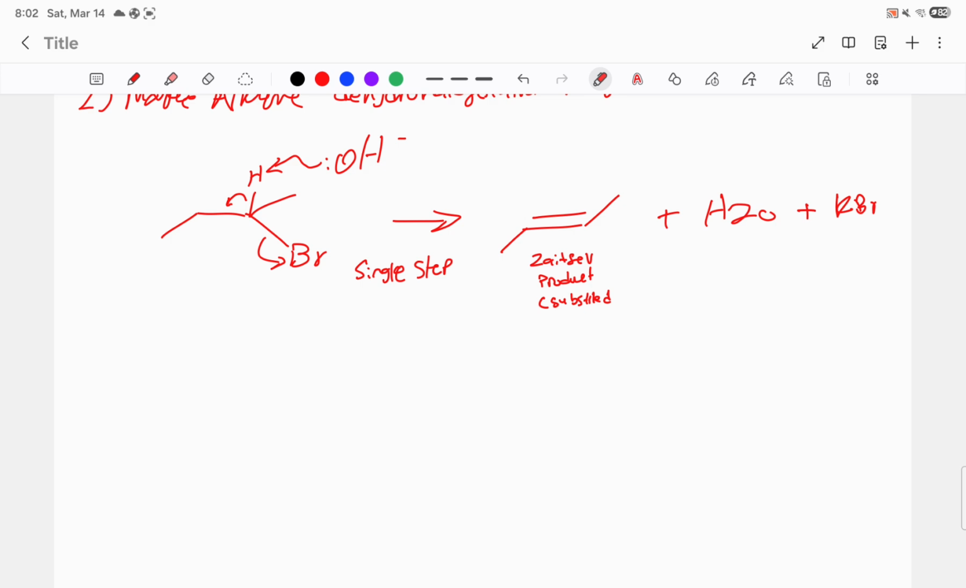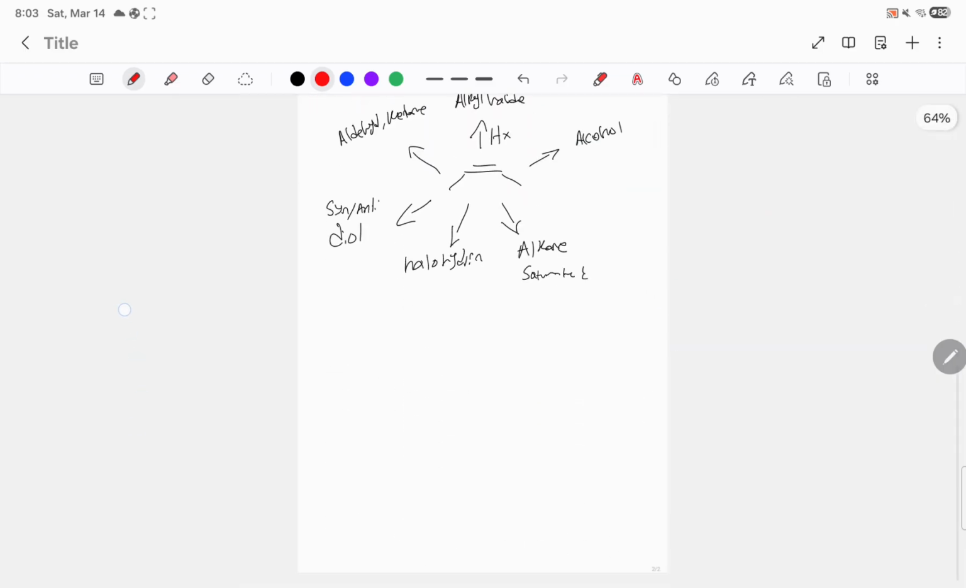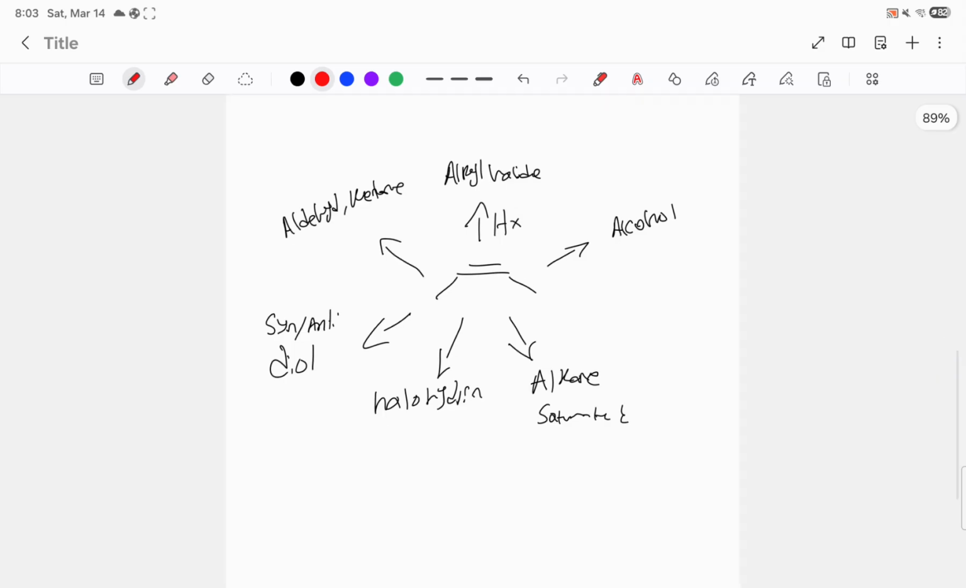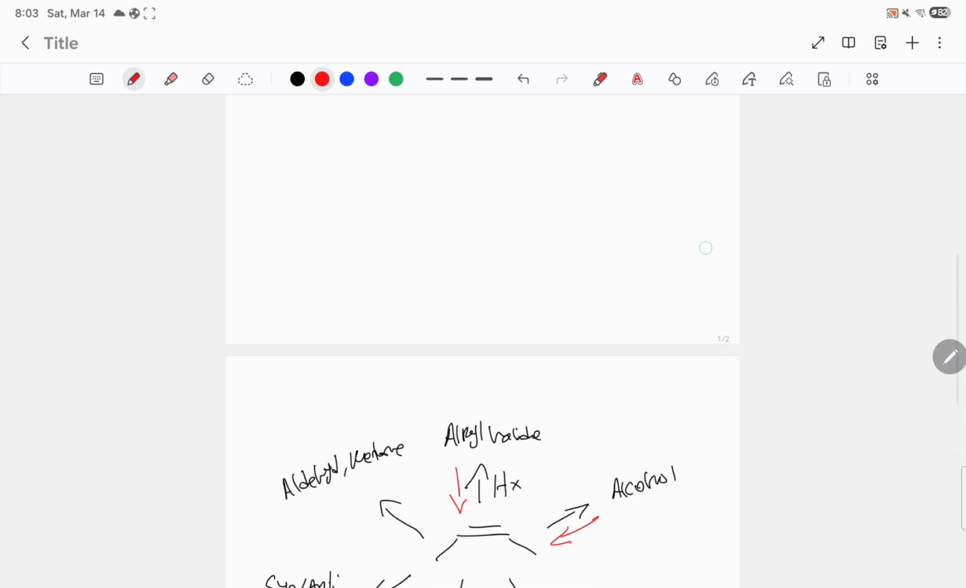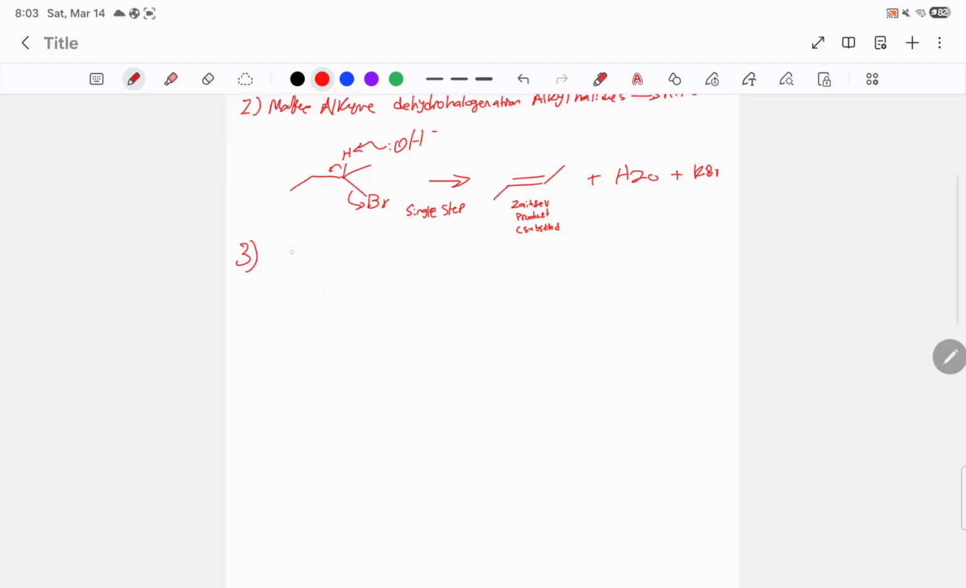Okay, so the next one is, again, how do I make an alkene part 2, but from an alcohol? Let's say I have an alcohol, and we'll talk about how we make alcohols. So far, we've taken a look at how we come back from an alkyl halide to an alkene, and now we're going to take a look at how we go from an alcohol back to an alkene.